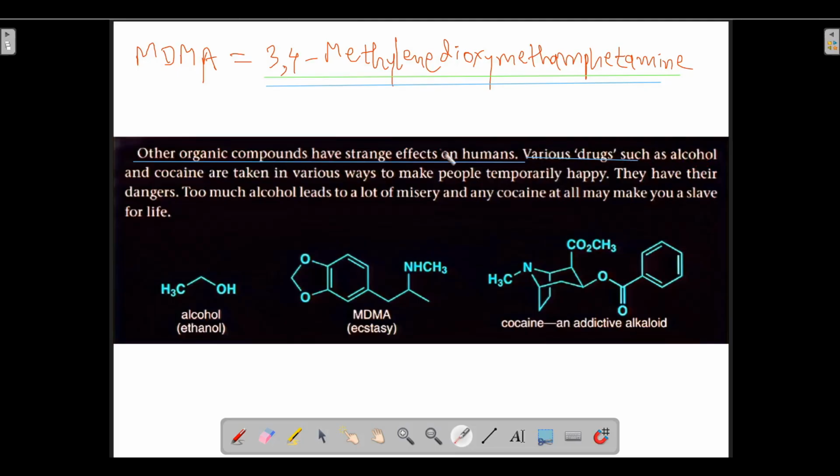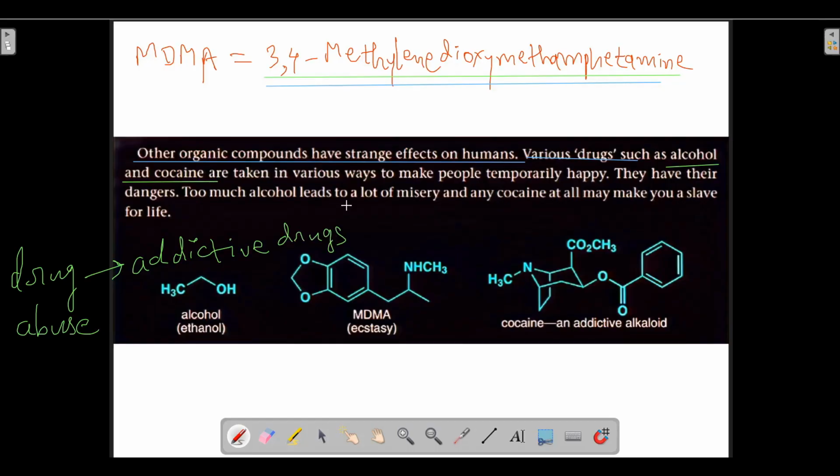Various drugs such as alcohol and cocaine. These are examples of recreational drugs. That is, they are examples of drug abuse. They are addictive drugs.